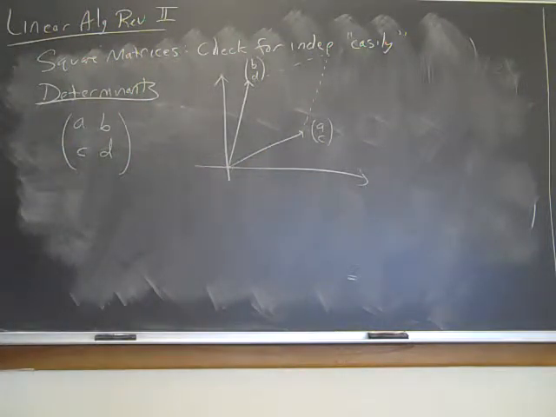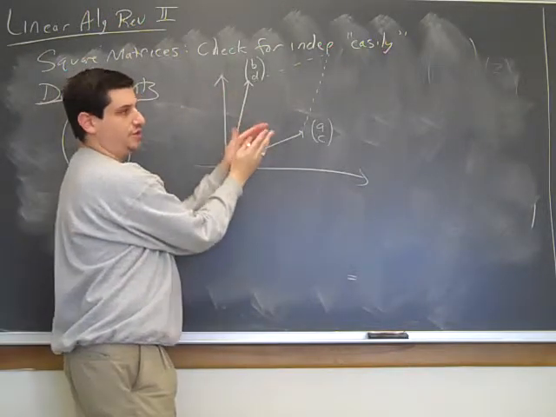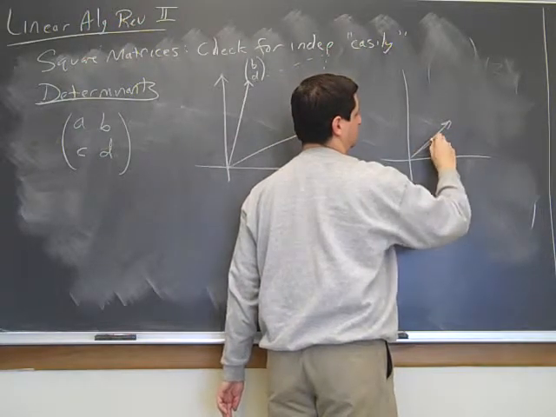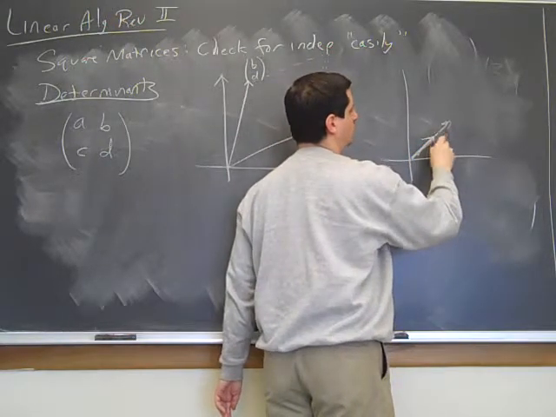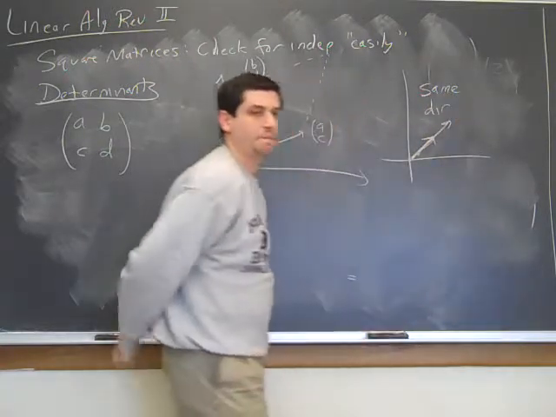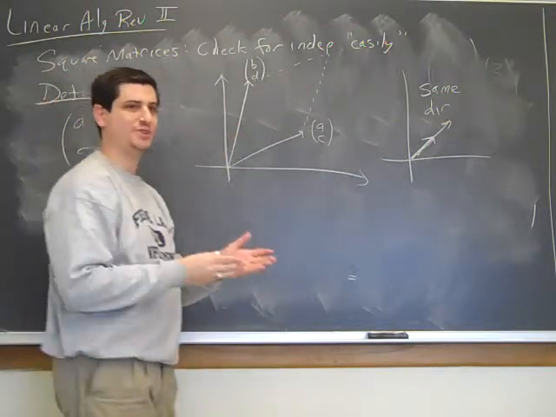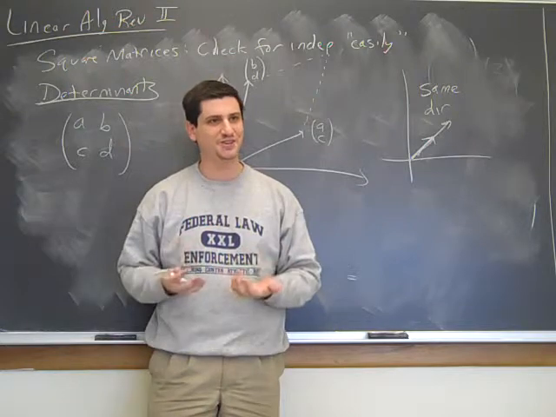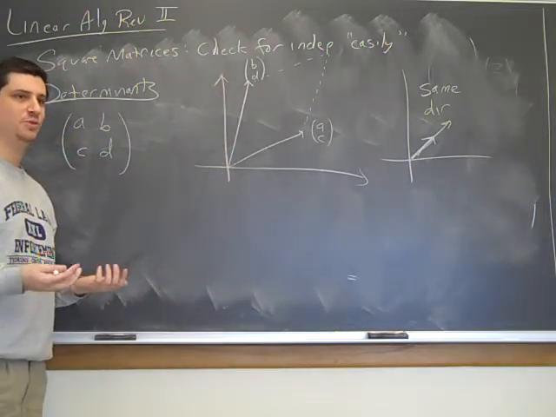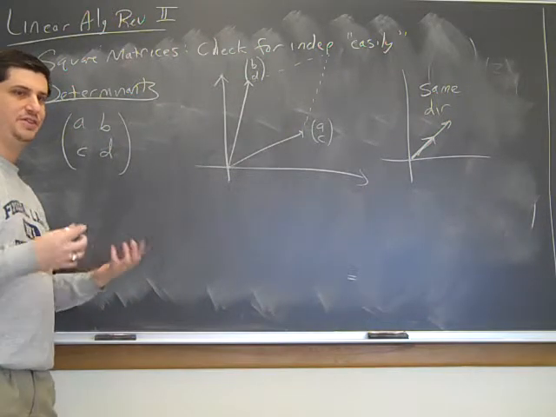So this is the parallelogram. If the two vectors are in the same direction, the parallelogram is going to look very different. The parallelogram would look like this if in the same direction. So there's a very nice way to tell if the two vectors are in the same direction or not. Compute the area of the parallelogram. Right? If the area is 0, they're parallel. If the area is not 0, they're independent.